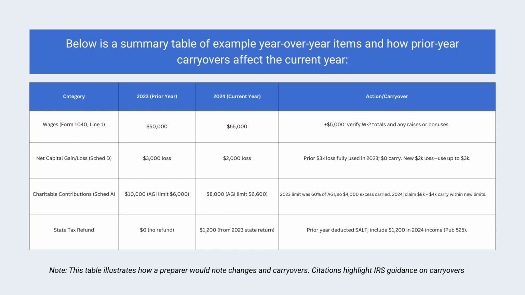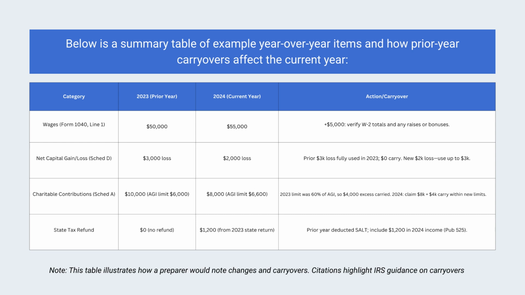Here's the kicker. Did they deduct state and local taxes, also known as SALT, in 2023? If they did, then that $1,200 refund must be included in 2024 income. This is straight from IRS Publication 525. Why? Because the deduction gave them a benefit last year, so the refund becomes taxable in the year it's received.